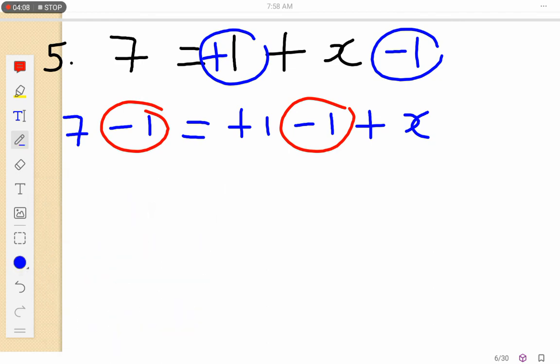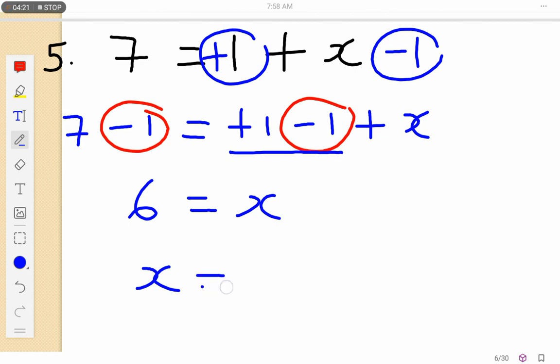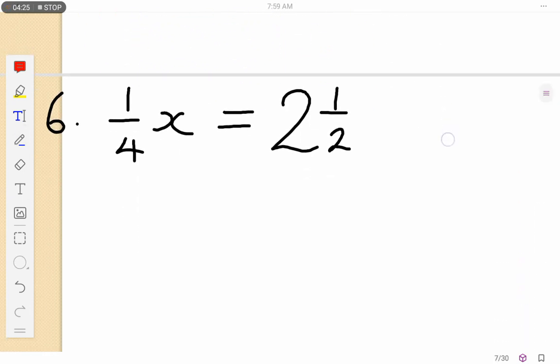Now let's solve. 7 minus 1, we get a 6 is equal to 1 plus 1, 1 minus 1, we get a 0. So we remain with x there. Okay, so our x, we can say, is equal to 6, like this. Okay, now let's do the last example.